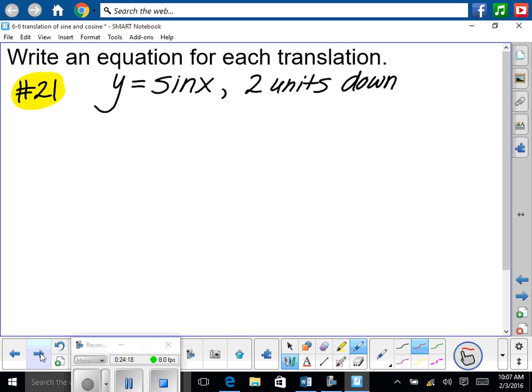Okay, moving on. So number 21, it says write an equation for each translation. So we're given y is equal to sine of x, we're going 2 units down. So we'd write it as y is equal to sine of x, and then we'd make sure to not put that in parentheses with x, but go minus 2, right? That's our shift up and down, added on the outside. So there it is, right?